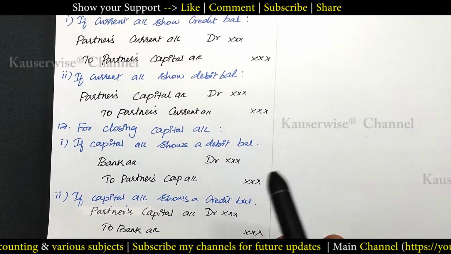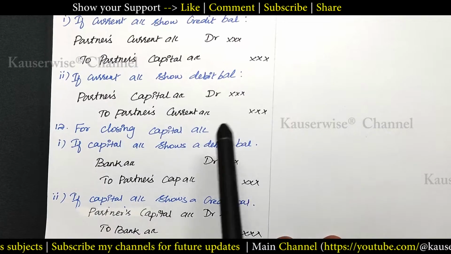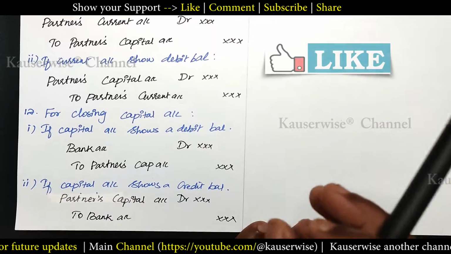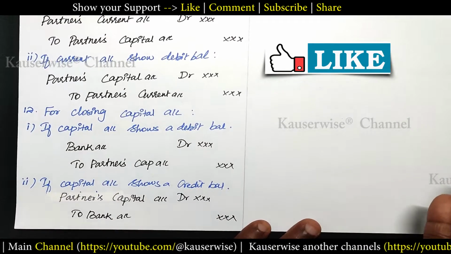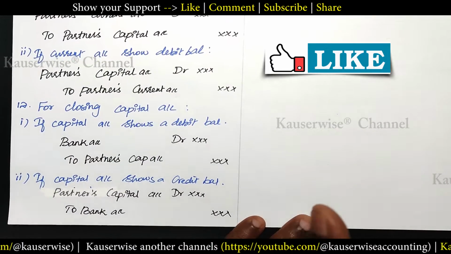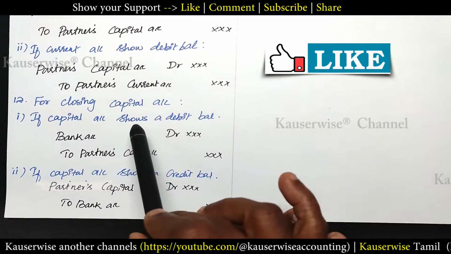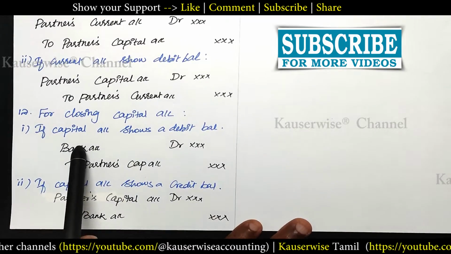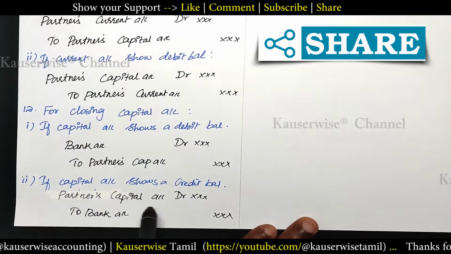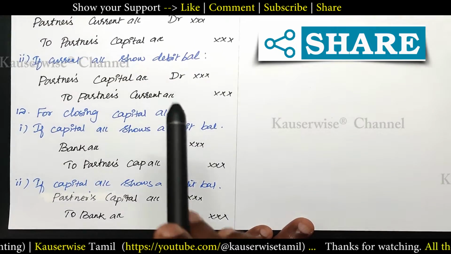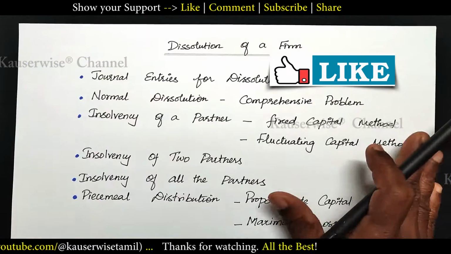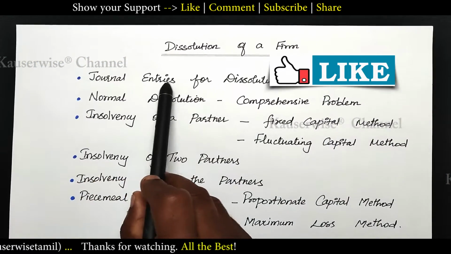Under the bank account, if you get a balancing figure under the debit side, that is the final payment to partners. If you get a balancing figure under the credit side of the capital account, then each partner has to bring the proportionate amount, as in the dissolution case. So if we get a debit balance, what is the entry? Bank account debit to partners capital account. If we get a credit balance, what is the entry? Partners capital account debit to bank. So these are the model journal entries for dissolution of a partnership firm. So far we have seen the model journal entries for dissolution.